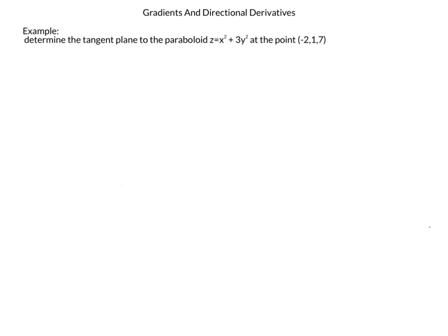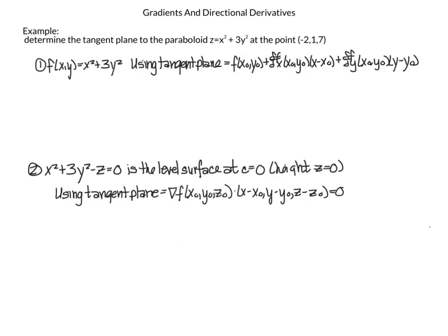In this next example, we're going to determine the tangent plane to the paraboloid given by the equation z equals x squared plus 3y squared at the point (-2, 1, 7). For this example, we're going to do it two ways. The first way is we're going to consider this a surface. In other words, we're going to say z is our surface given by the equation x squared plus 3y squared. And then we're going to look for the tangent plane using the equation we had from the chapter when we talked about derivatives and tangent planes.